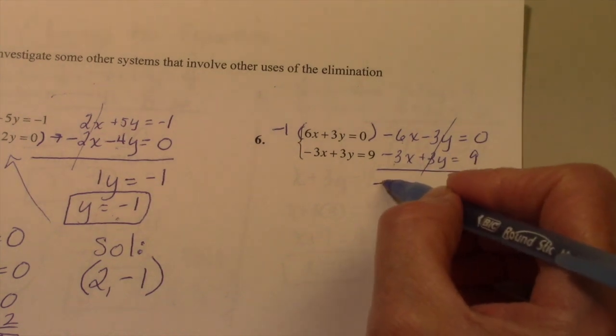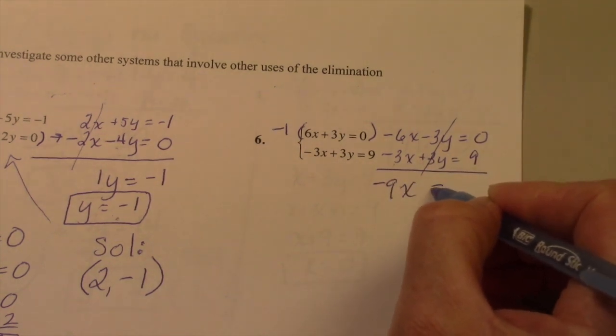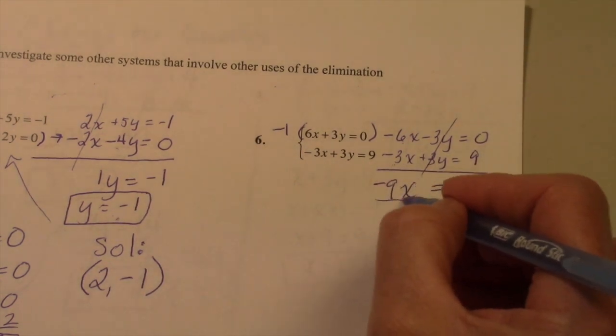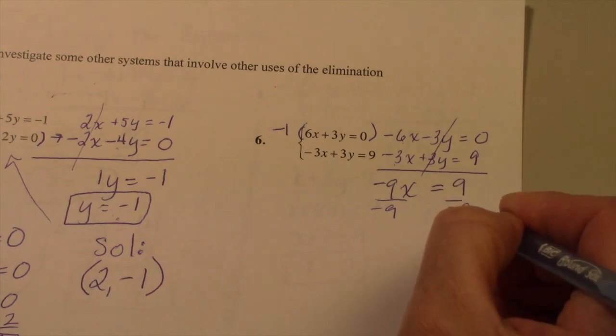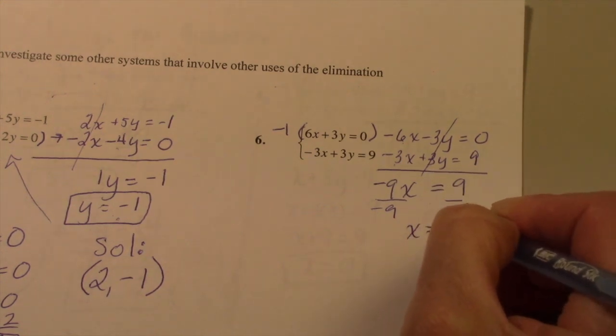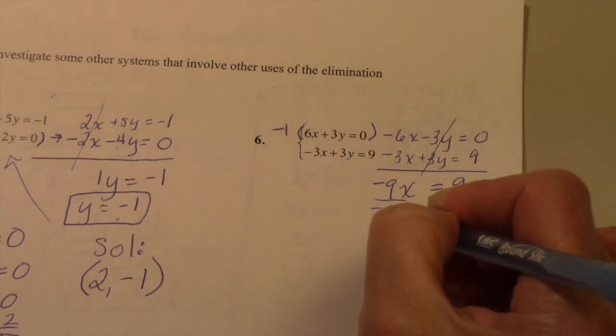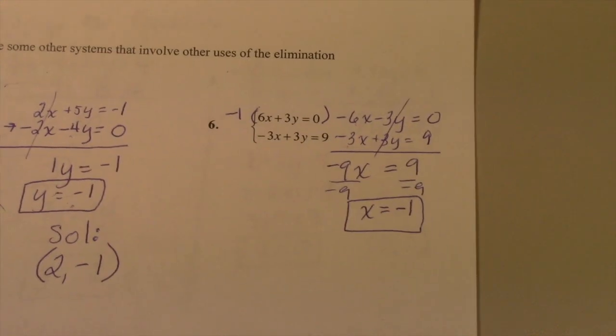This makes negative 9x equals 9. So what's x? Divide by negative 9, divide by negative 9. X equals negative 1. This is kind of an easy one.